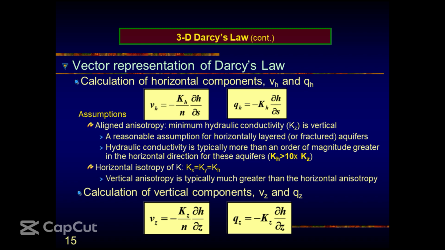So, aligned anisotropy. We have minimum hydraulic conductivity, Kz, which is vertical. This is a reasonable assumption for horizontally layered or fractured aquifers, because, like I mentioned, the horizontal hydraulic conductivity is greater than the vertical by an order of magnitude. When we say order of magnitude, we mean one complete log cycle. One log cycle means 10: 10 to the power of 1, 10 to the power of 2, 10 to the power of 3. When we say something is greater or lower by an order of magnitude, we mean 10 times.